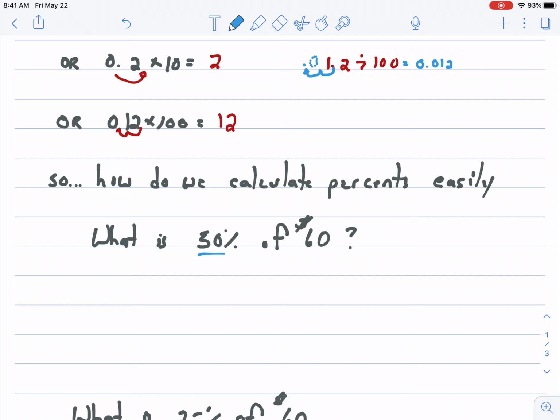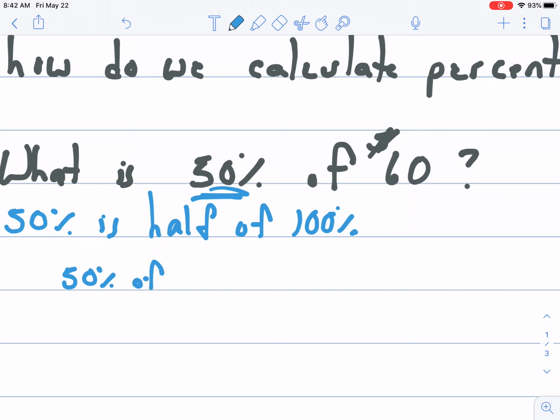And we know that 50% means half. And the reason we know that is because 50 is half of 100%, right? 50% is half of 100%. And that's why we could probably quickly, easily calculate this and say, well, if 50% is half, then 50% of 60 means half of 60.